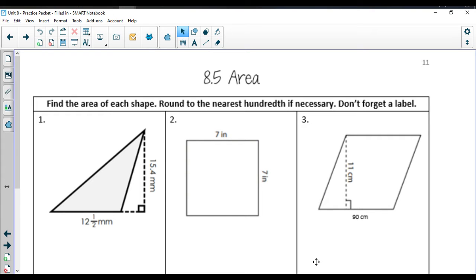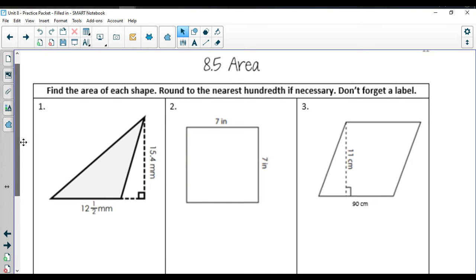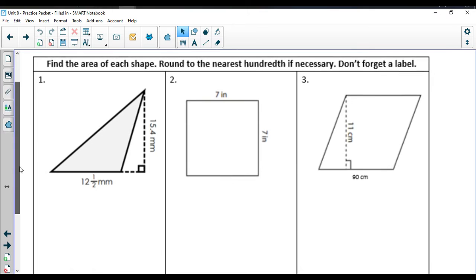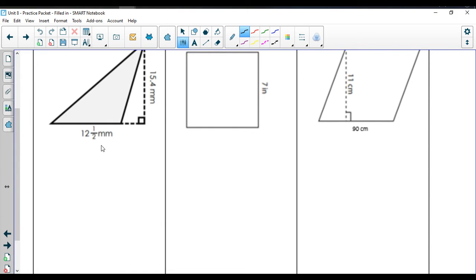Lesson 8.5 area. This is your practice packet starting on page number 11. So we're going to round to the nearest hundredth here if we need to. For the first example, we have a triangle.